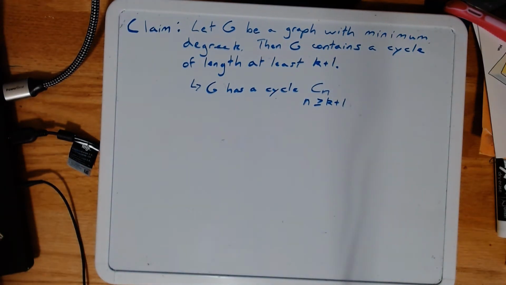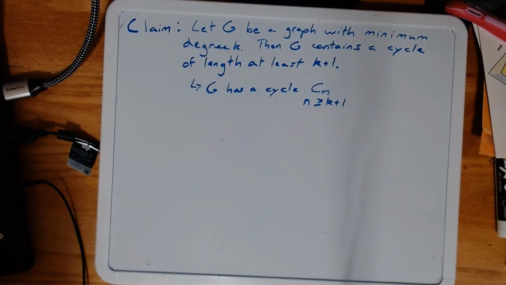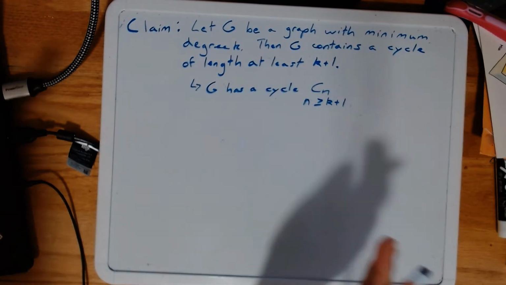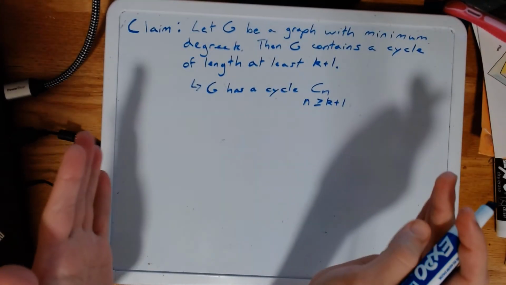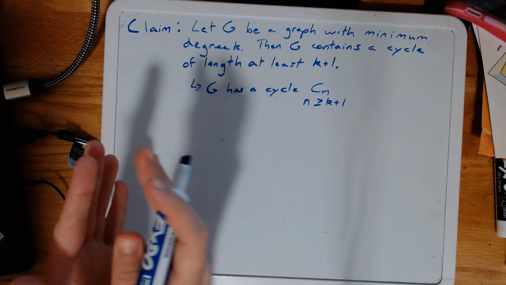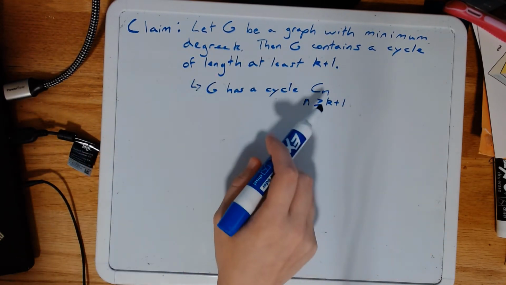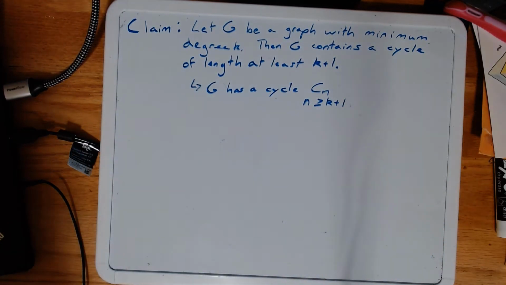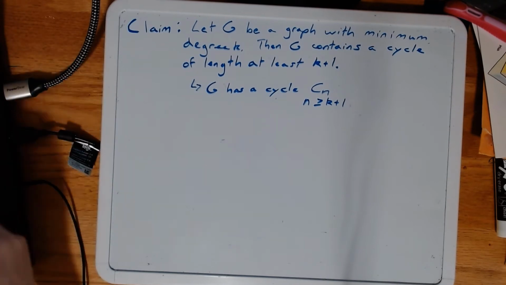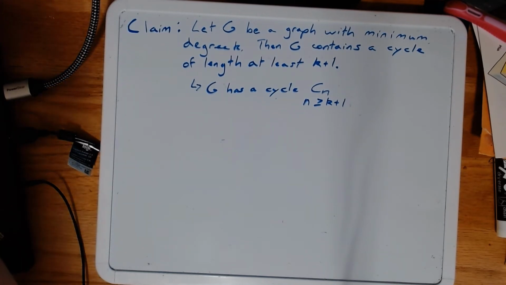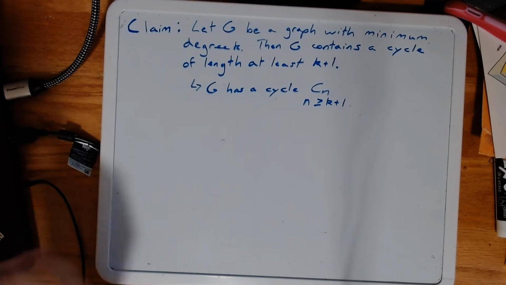So this is a little different from the path question, because if you have a long path, like a P_{k+1}, you definitely have any smaller path. But that's not true with cycles, right? If you have a C5 in the graph, you might not have a C3. So we have to be a little careful about that. But our proof will turn out fine anyway.